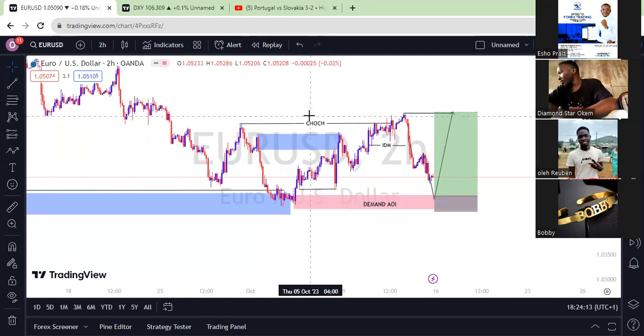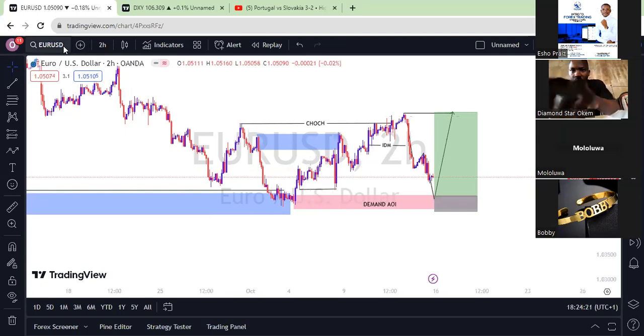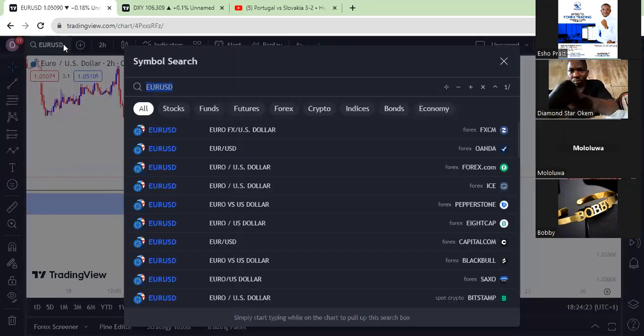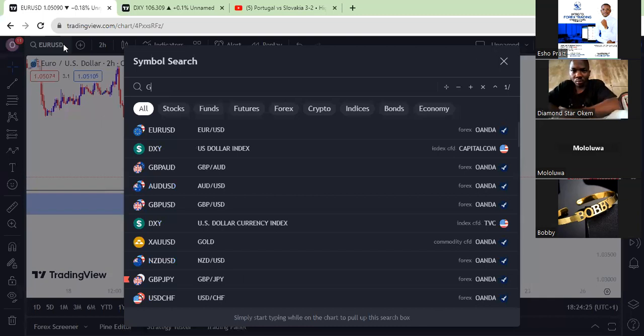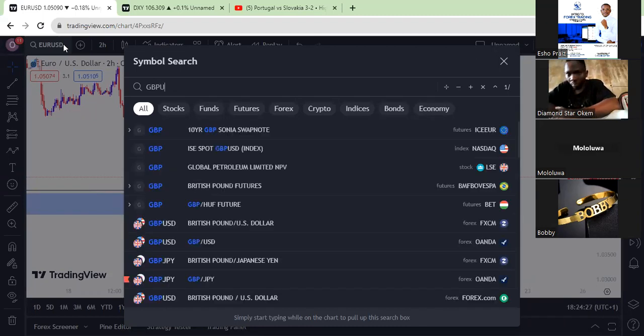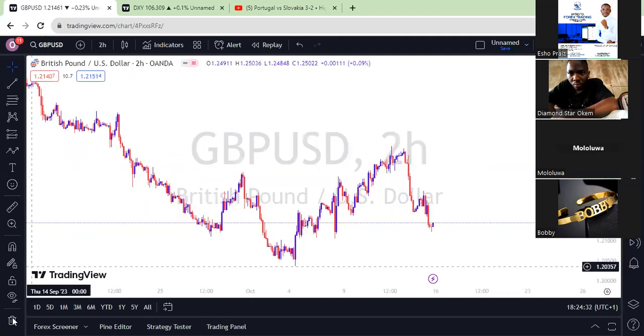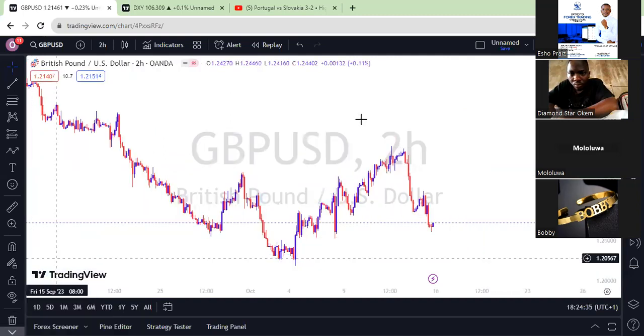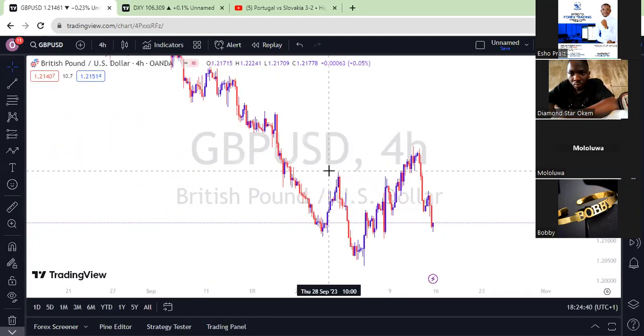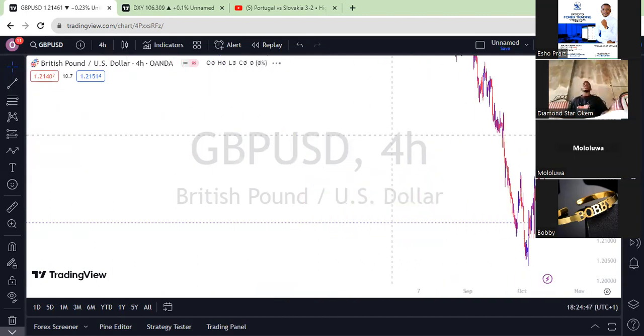So this is what we are expecting on EURUSD. Now let's consider GBP-USD. We should have the same setup on GBP-USD. What do we have on GBP-USD? Let me delete this chart. This is GBP-USD. Let's check 4 hours first. 4 hours is just for us to know the market structure, the overall trend of the market. You understand? That's our time frame.